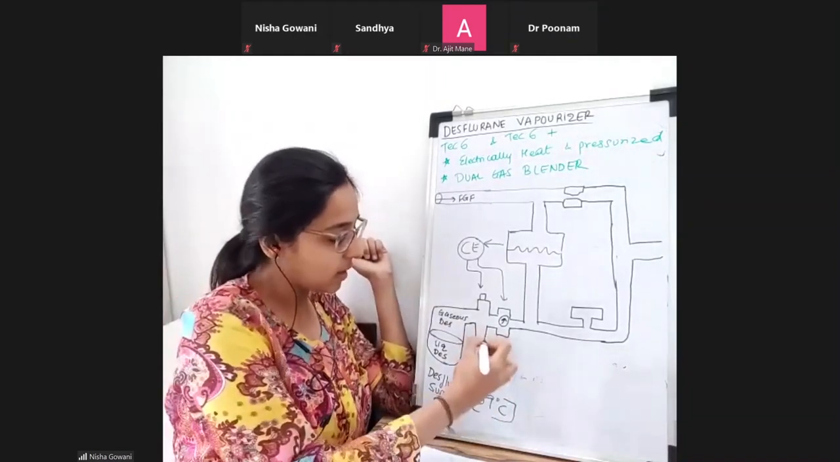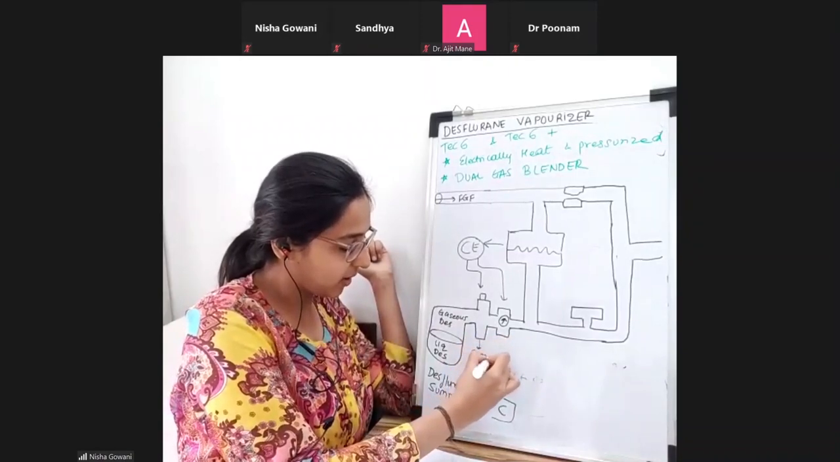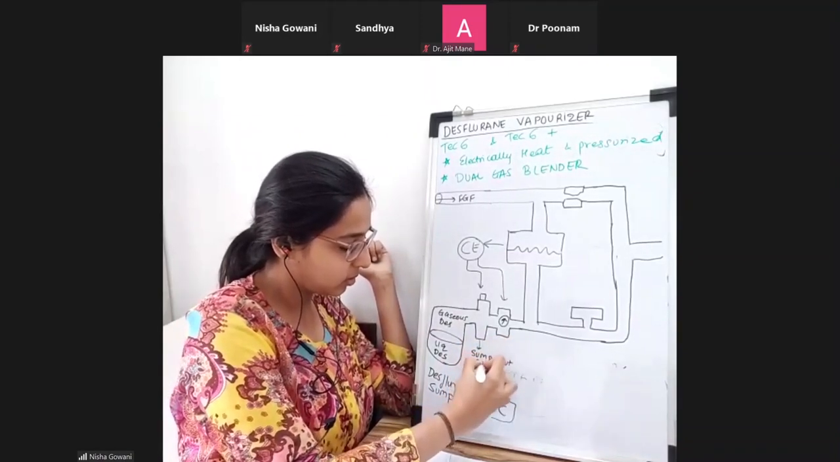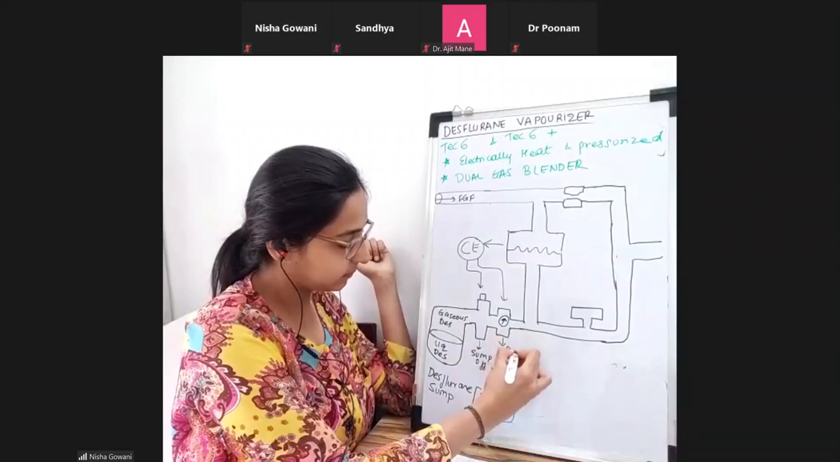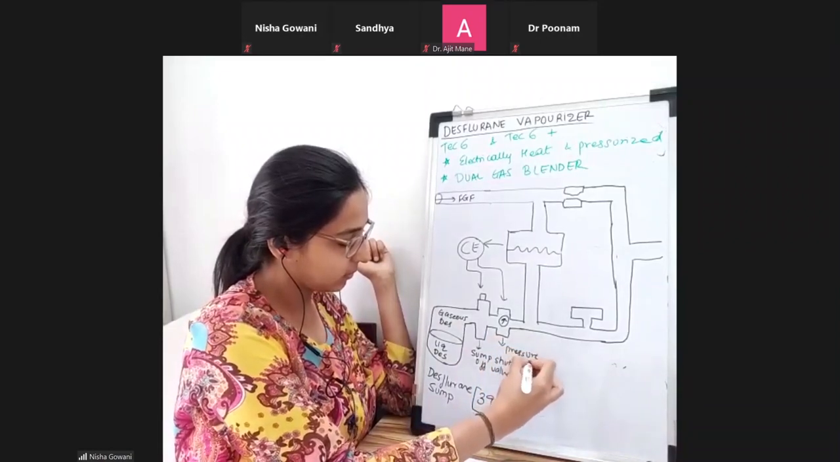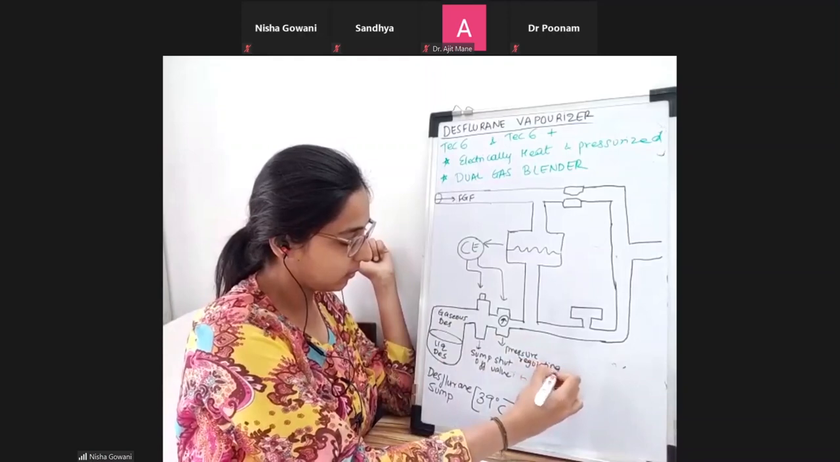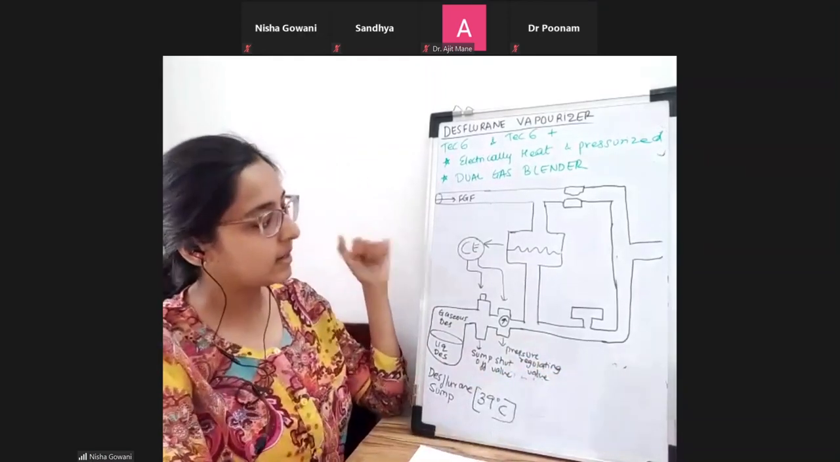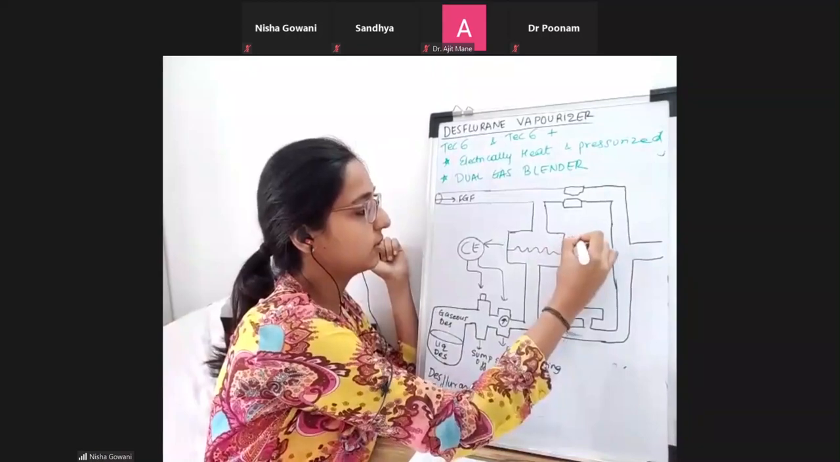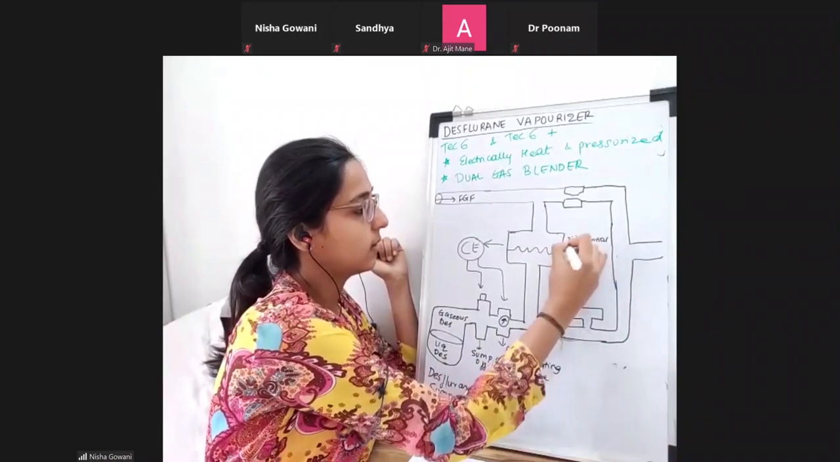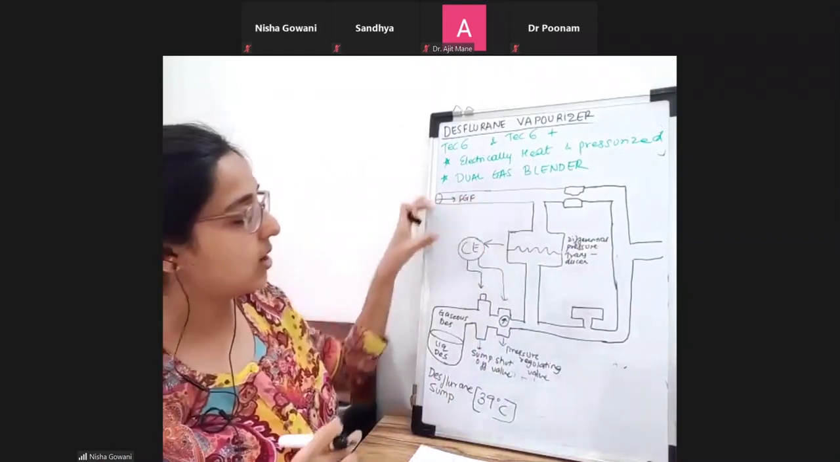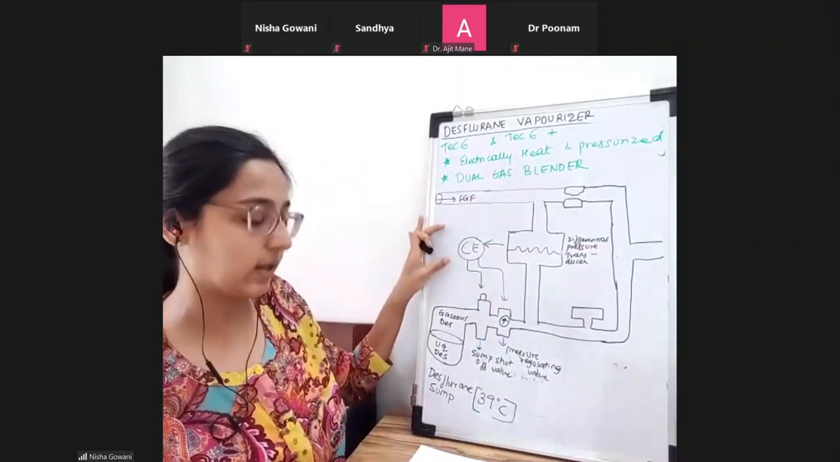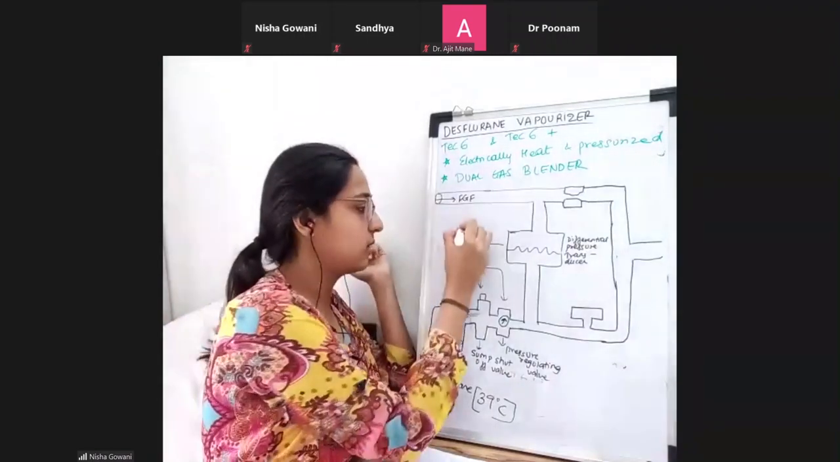Then what is the next part? This is the sump shut-off valve. This is the pressure regulating valve. Then what is this? This is the differential pressure transducer. This thing over here, what is CE? CE is called control electronics. I'll just put the full form here.